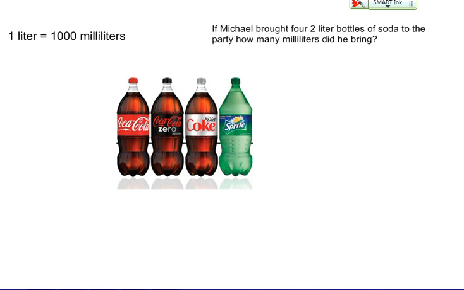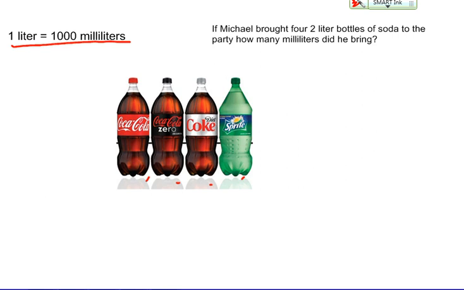The other thing we want to look at, of course, is the other system of measuring, which is liters to milliliters. And this one's a little bit easier in terms of what you need to know, because 1 liter equals 1,000 milliliters. Right? So if we have this in mind, let's solve this problem. It says if Michael brought 4 2-liter bottles of soda to the party, how many milliliters did he bring? And so here you see 1, 2, 3, 4 2-liter bottles, and we want to say, well, how many milliliters are there?